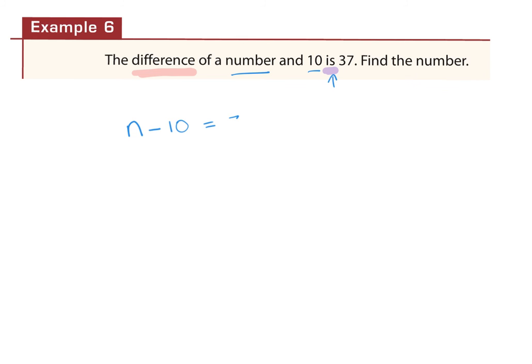And then they tell us what it is. It is 37. And so we have now interpreted these words into an equation, specifically an equation that we can hopefully solve. How would I solve this equation?